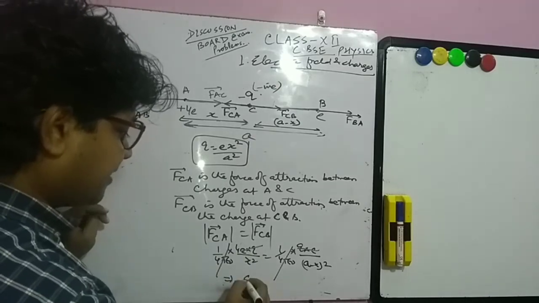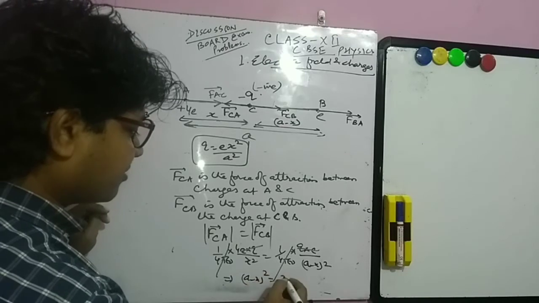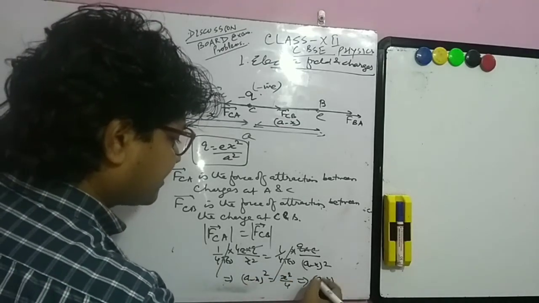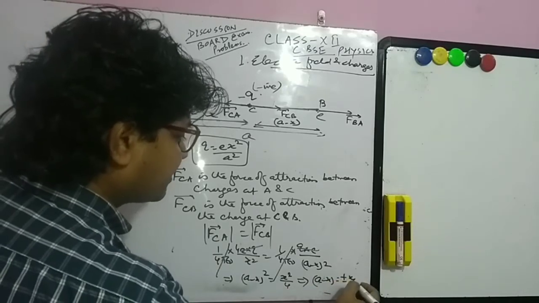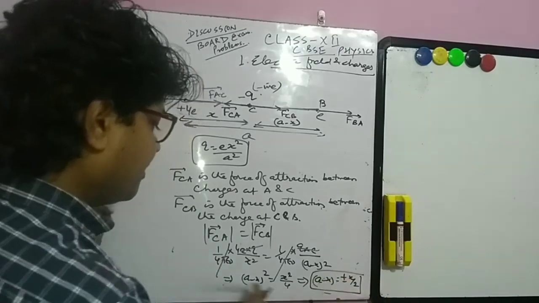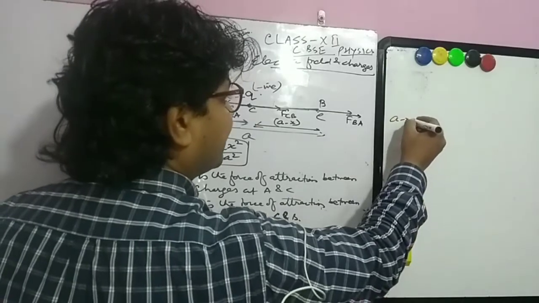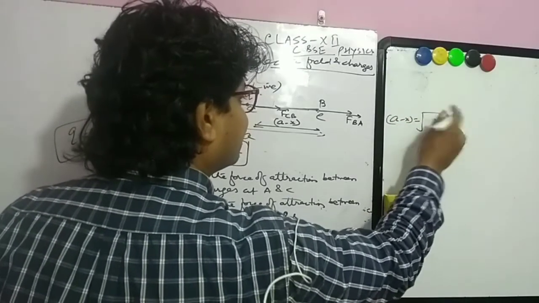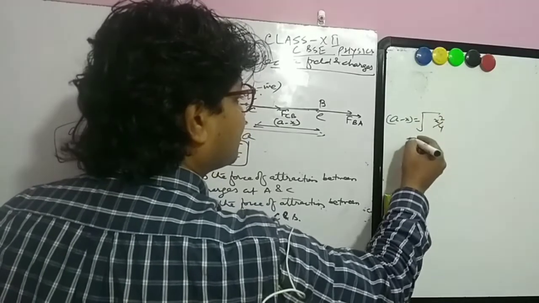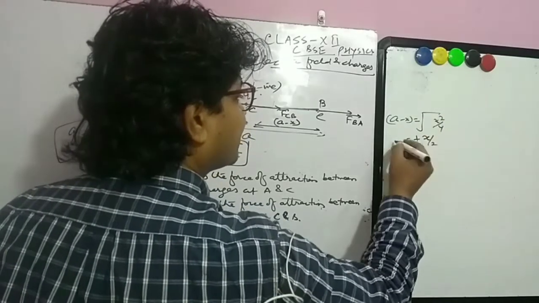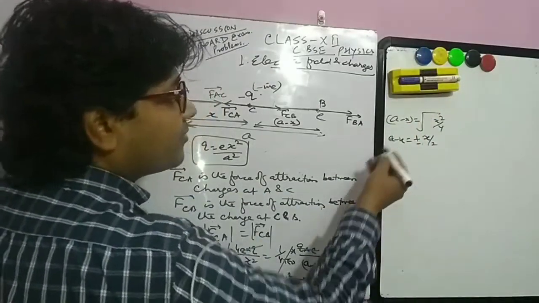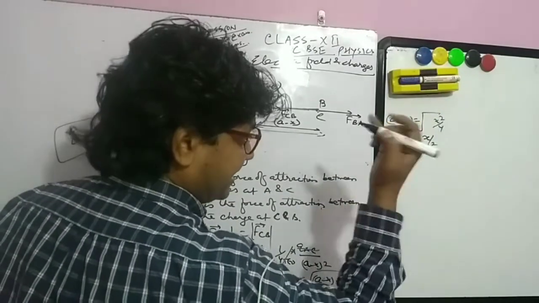So what we are getting here, we can write A minus x whole square is equal to x square by 4, and this implies that A minus x will be equal to plus minus x by 2. So we can write A minus x is equal to under root plus minus x square by 4. So this we are getting here x by 2 plus minus A minus x. So we have to calculate the value of x only.